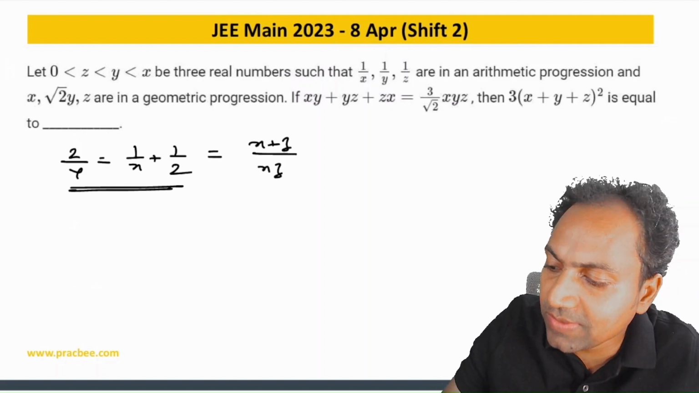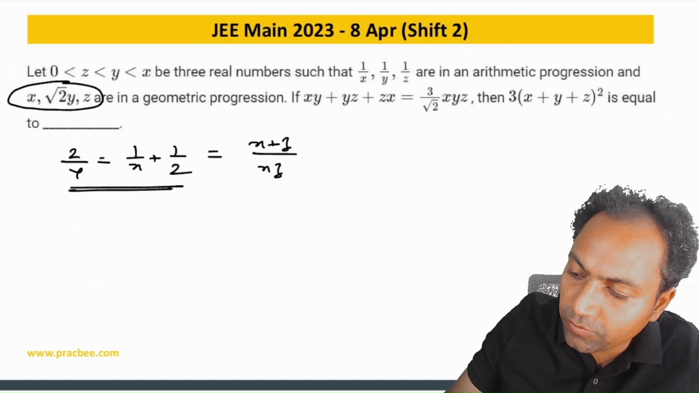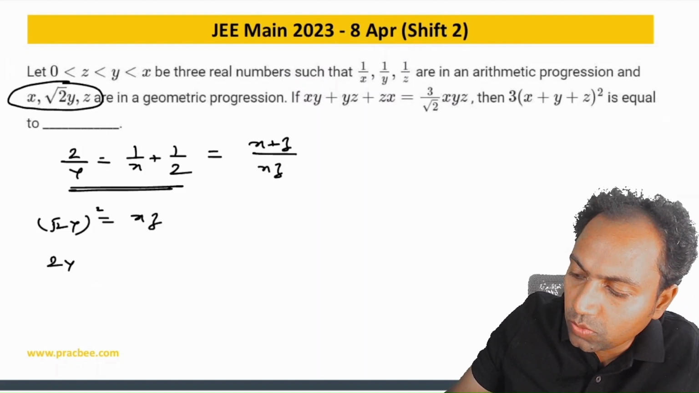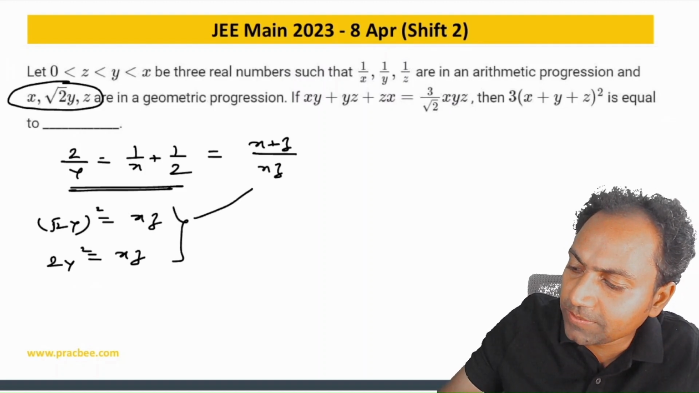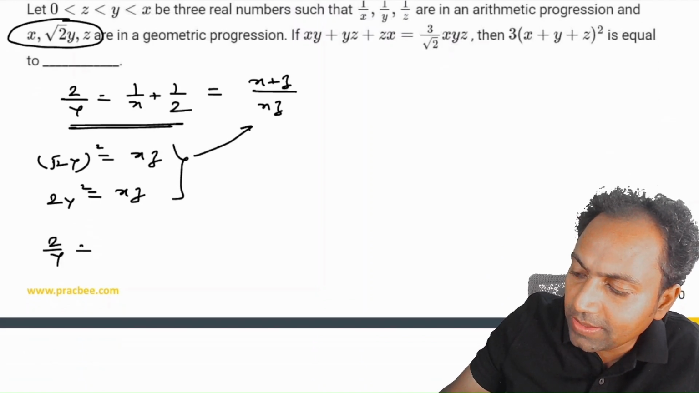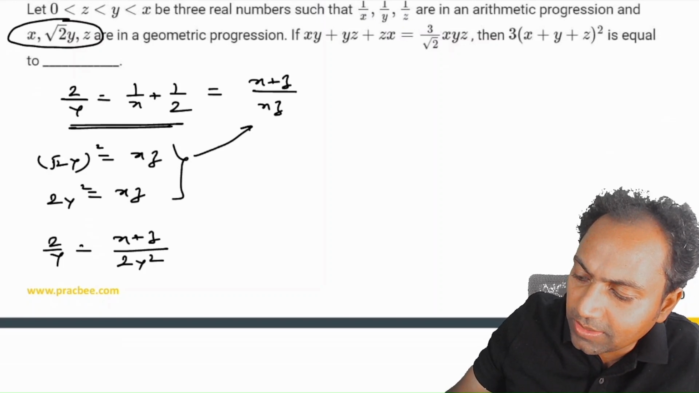Another condition is given that x, root 2 y and z are in geometric progression. That would mean (root 2 y) whole square will be equal to xz. So 2y square is equal to xz. So I can use this condition and substitute it here. If I do that, 2 by y is equal to x plus z is equal to 2y square. So what we get is x plus z is nothing but 4y.